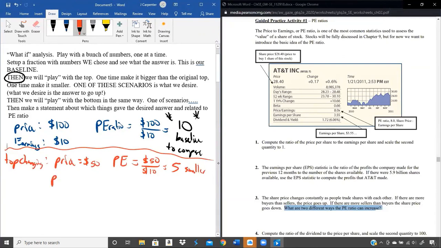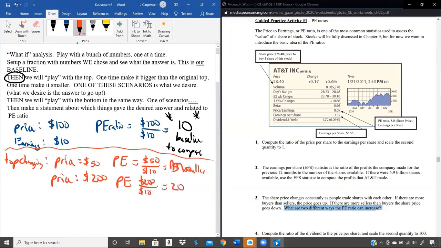Now let's make it bigger. So now let's change the price to, I don't know, $200. You could make it $300. You could make it $517.45. I don't care. Nobody cares. The point is, does the answer get bigger or smaller? So now we're not looking at any of this anymore. That's all done. The price is 200. The earnings is still 10. So we're doing 200 divided by 10, which is 20.